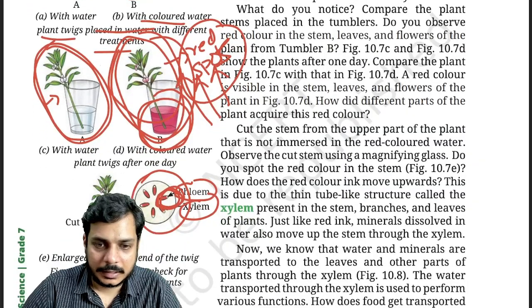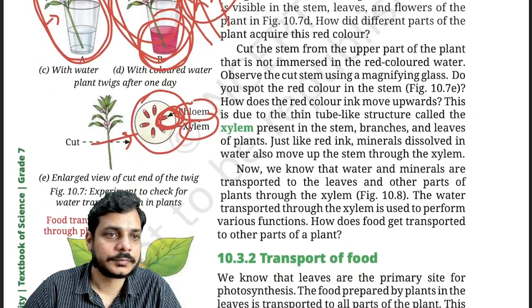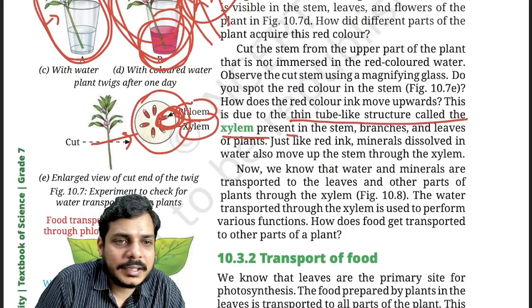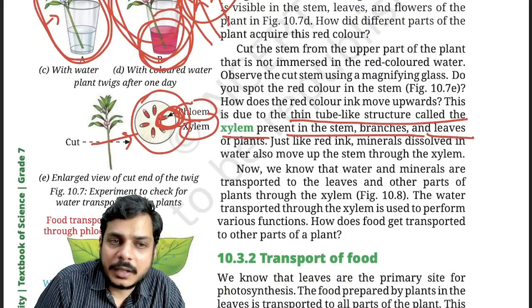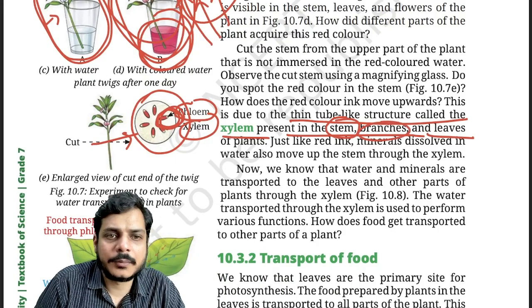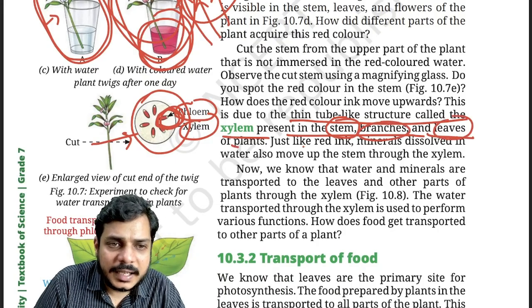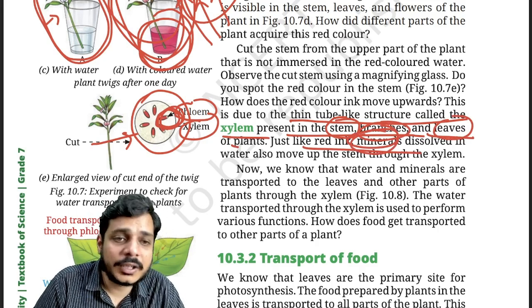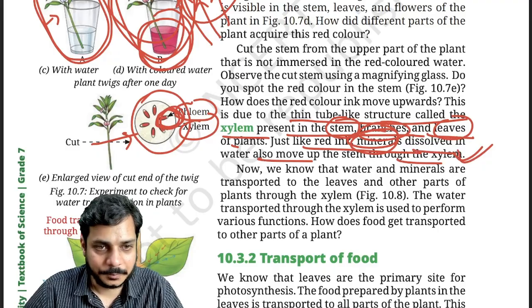So here it is. This is due to a thin tube-like structure called xylem present in stems, branches. Now, where is it present? It is present in stems, branches, and leaves of the plant. Just like red ink, since it can transport red ink, it can also transport minerals dissolved in water. They also move up the stem through xylem.